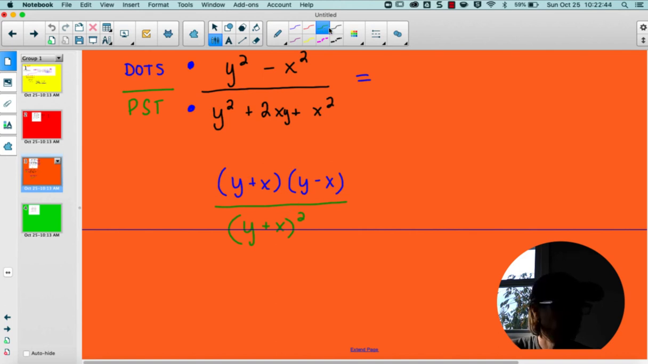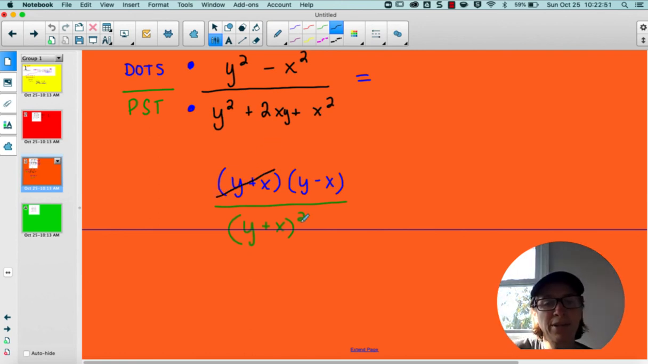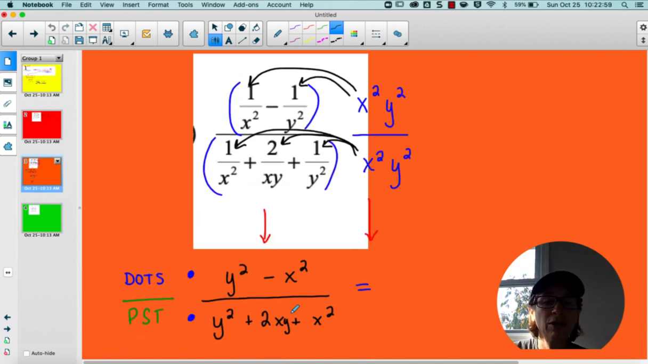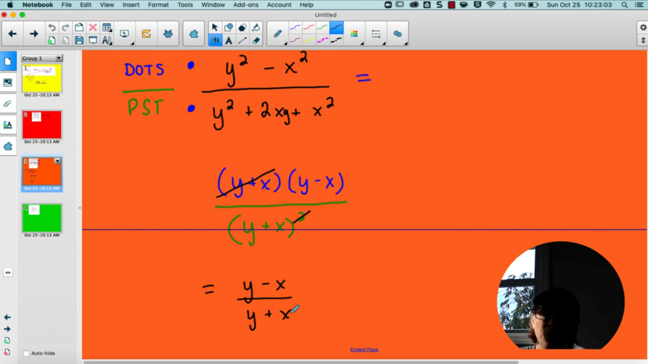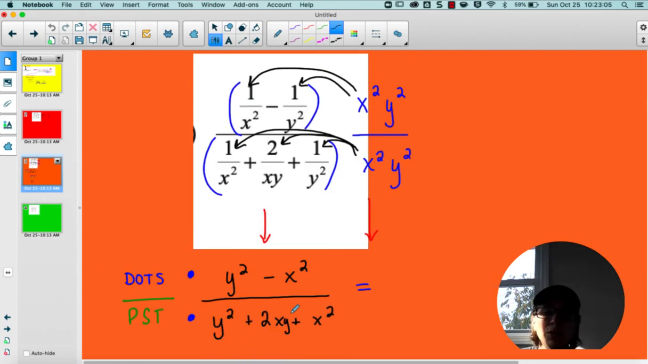So there we can see that we're going to have some factors that we can cancel. We can cancel one factor of y plus x with one in the bottom, leaving us with an answer of y minus x all over y plus x. So I really do want you to look at your work and determine if this might be something that you would do. Would you consider just multiplying by the idea x squared y squared over x squared y squared, the idea of the number 1?